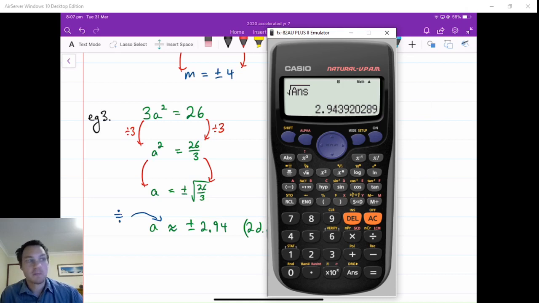So for example, if I put this in my calculator and say a was negative 2.94, then I can say 3 times brackets negative 2.94 squared. And now if I press equals, it should be approximately 26. There you go, 25.9308. There's a little bit of rounding error because I rounded it to 2 decimal places. But that is one of our answers that gets us 26, and same with the positive 2.94.